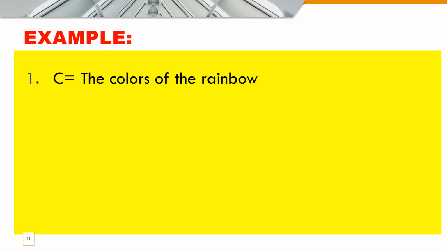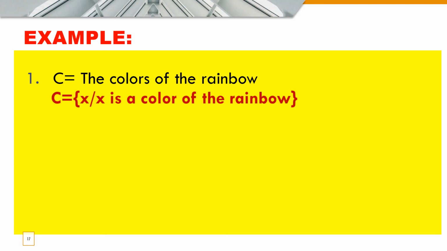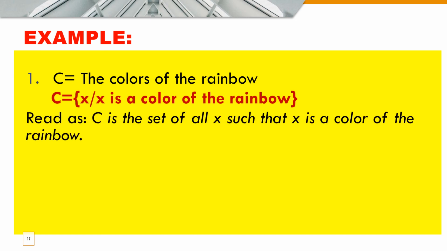Set C equals the colors of the rainbow. So how do we write it in set builder form? This is how we do it. We have here C equals, open braces, then x, slash x, then the rule is a color of the rainbow, then enclosed in another braces. So how do we read this one? We read this as C is the set of all x such that x is a color of the rainbow.